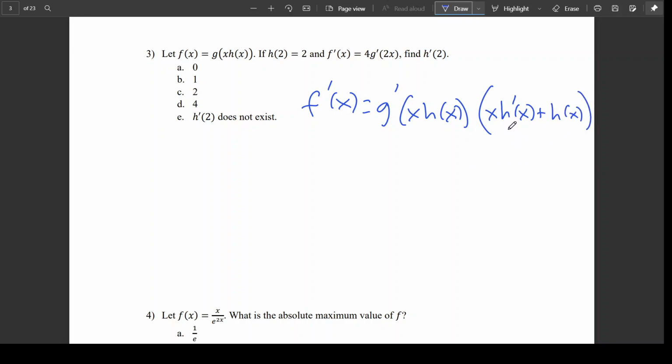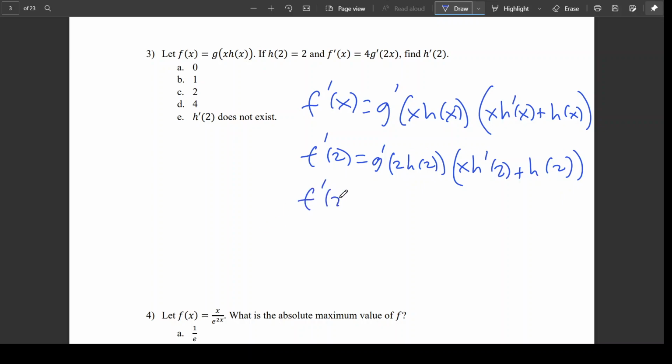Now we want to find h prime of 2, so we'll plug in 2 everywhere. We'll get f prime of 2 equals g prime of 2 times h of 2 times x h prime of 2 plus h of 2. Now let's see what we know. We know that h of 2 is equal to 2, right? So I'll replace these h of 2's with 2's. I'll get f prime of 2 is equal to g prime of 2 times 2 times, I forgot to substitute the 2 there, my bad, 2h prime of 2 plus 2.